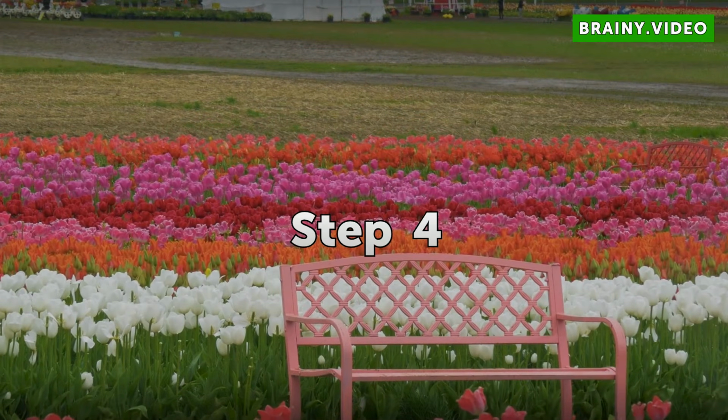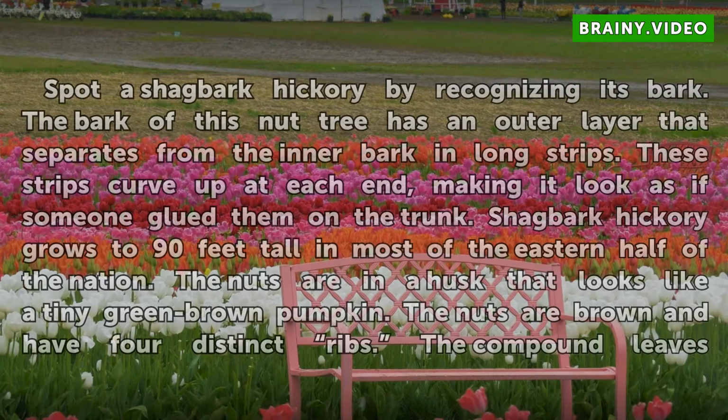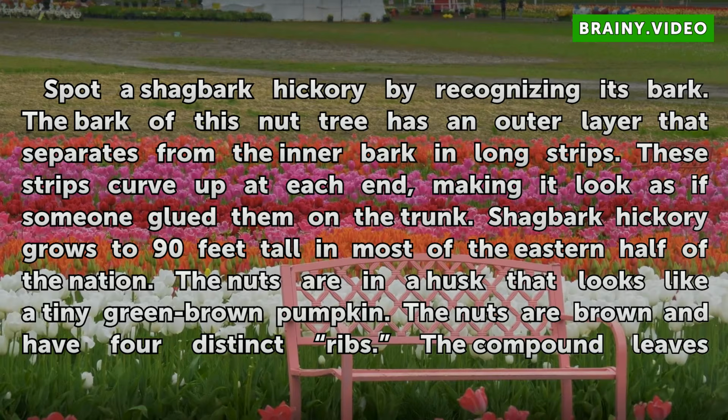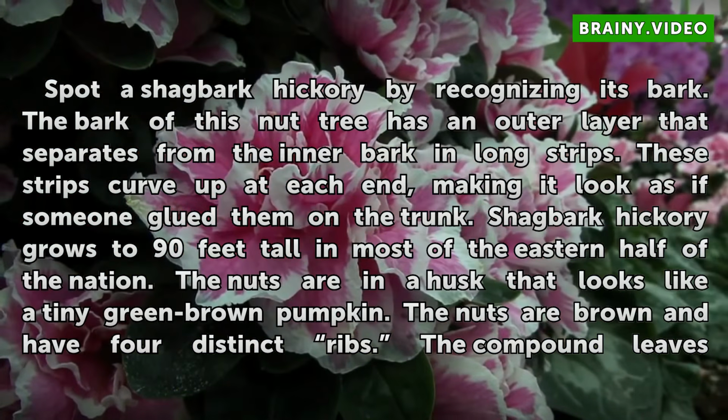Step 4. Spot a shagbark hickory by recognizing its bark. The bark of this nut tree has an outer layer that separates from the inner bark in long strips. These strips curve up at each end, making it look as if someone glued them on the trunk.